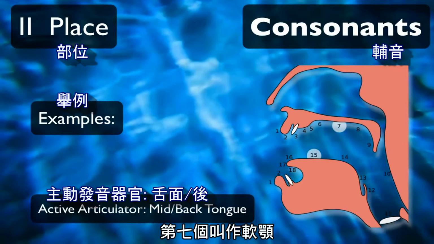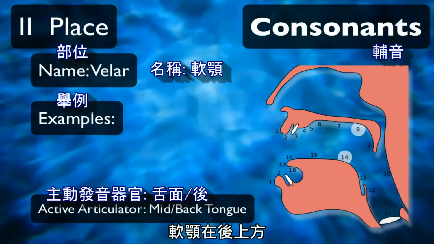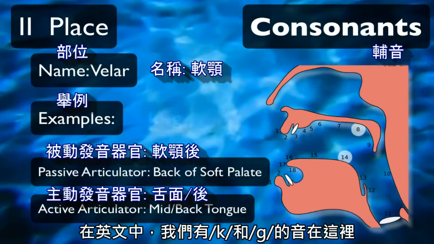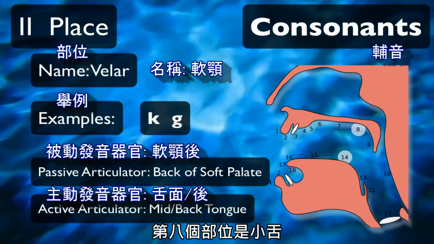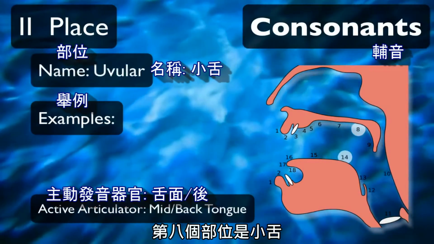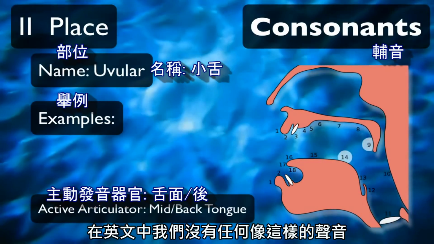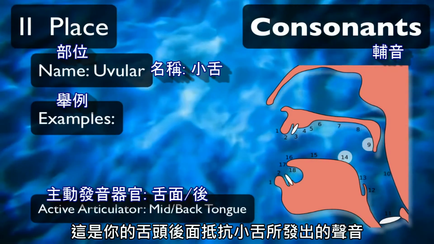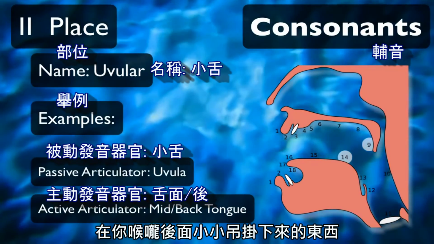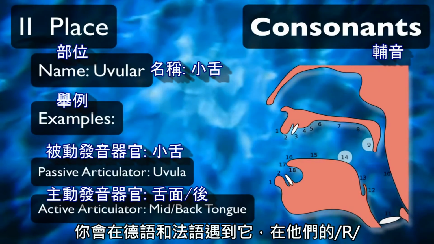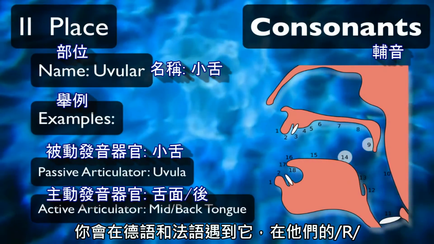Place number 7 is called velar, which is up at the back of the soft palate. In English, we have the sounds k and g here. Place number 8 is uvular. We don't have any sounds like this in English. This is the back of your tongue against your uvula, the little hangy-downy thing in the back of your throat. You'll encounter it in German and French, though, in their R.